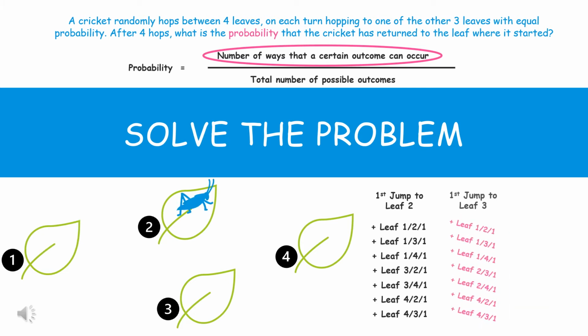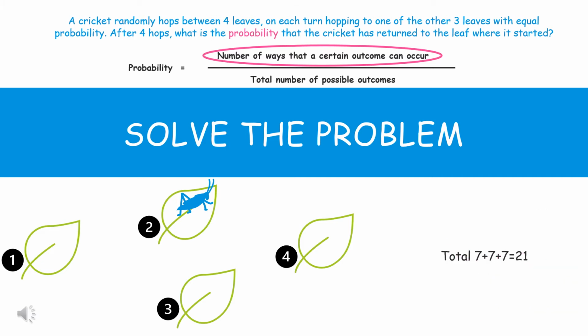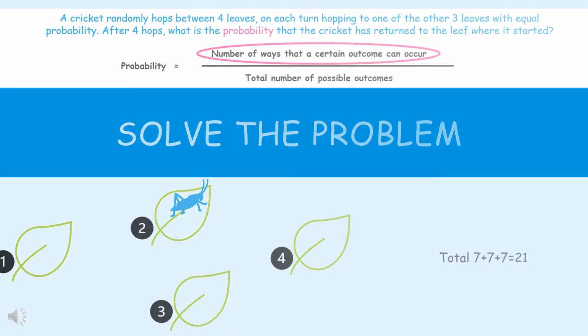Then we assume the cricket jumped to leave 3 for the first jump and continue. We also got 7 ways. Similarly, we assume it jumped to leave 4 for the first jump and continue again. Last, we'll add all of these possibilities up to get 21 ways in total, which means the total number of routes for back to leave 1 after 4 jumps is 21.